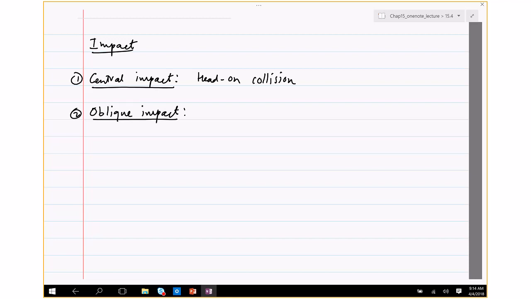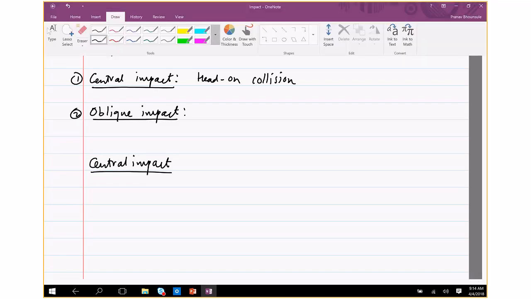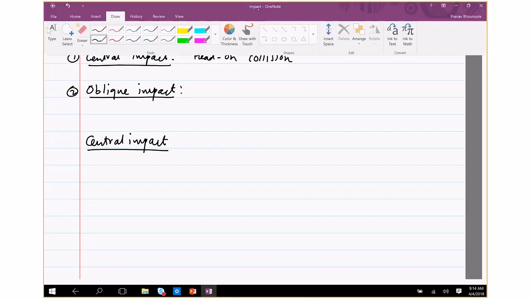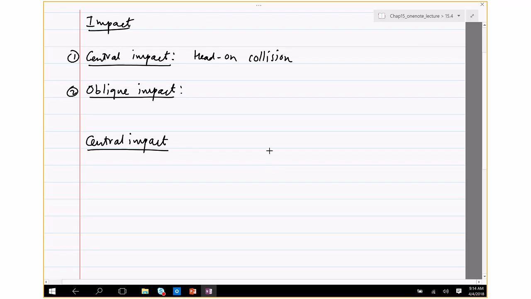Okay, so first we'll talk about central impact and develop the equations, and then we'll talk about the oblique impact. So let me draw what I would call a central impact first. So we'll assume, this is a chapter on particles, so really these circles don't have much meaning. They're really point masses.